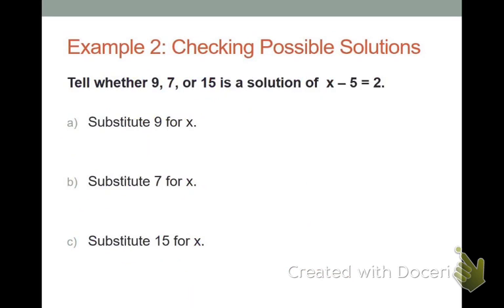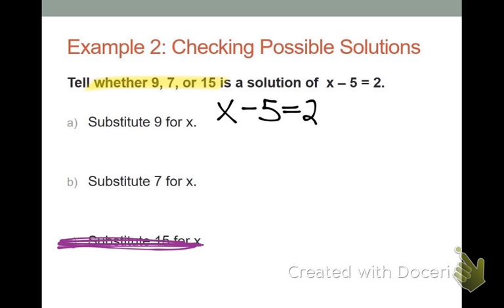Now in example 2, we're testing solutions. You have a section on your homework tonight where you will write the original equation. So go ahead and write the original equation in your notes, and you're going to write it twice. X minus 5 equals 2. All right, we're not going to do the third one down here. We're not going to do C. We're just going to do A and B.